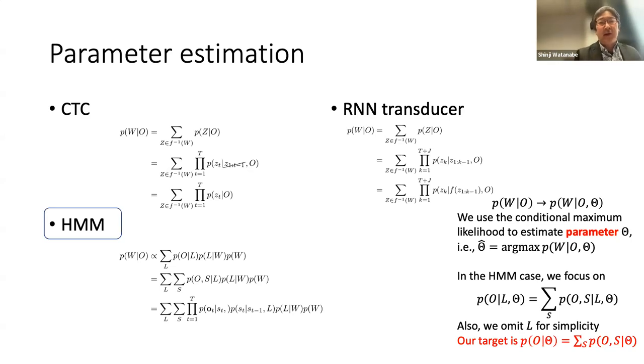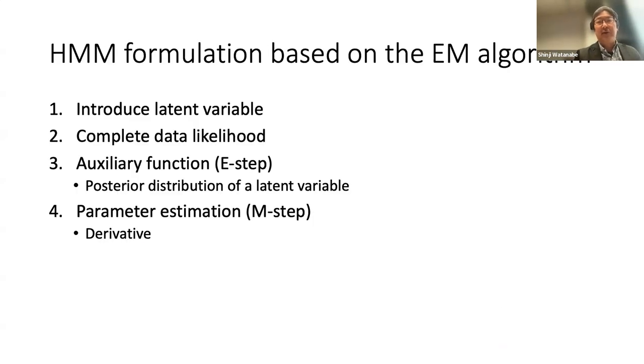Okay, and then we will discuss the four steps to formulate this HMM problem with the EM algorithm. The first step is the introduction of the latent variable. The second step is to make a complete data likelihood function. The third step is the auxiliary function. And the fourth step is the parameter estimation. I will explain each of the steps one by one.